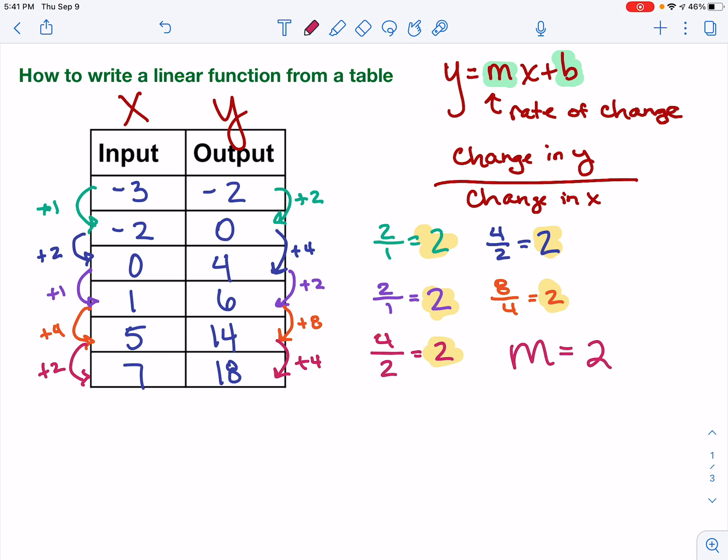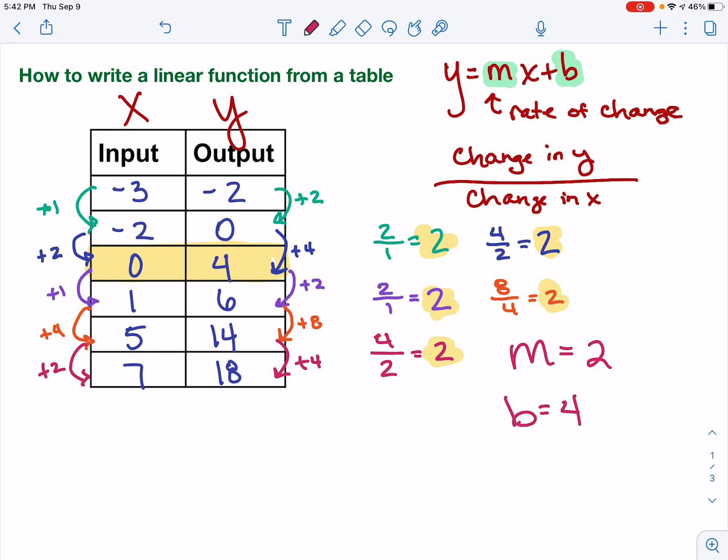Now I have to figure out the b value. This b value is sometimes called your y-intercept. Sometimes it's called your starting point or where you begin. And if I look at my table, I'm looking for where my x is 0. And right in this row here, you'll see where x equals 0, that y equals 4. That 4 is going to be my b value.